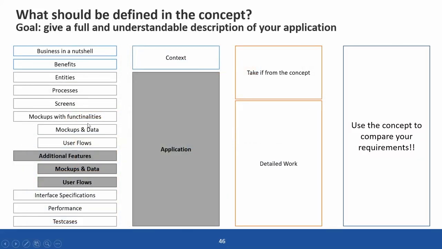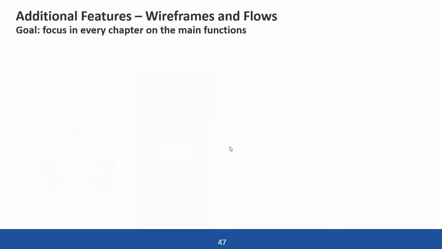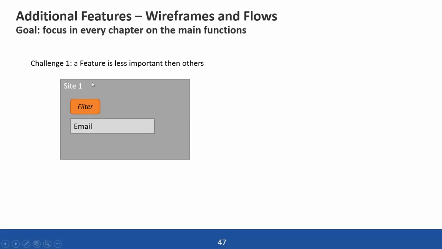So now after we've done this, I only want to come to the additional features. For additional features, the process of drawing and describing them is the same, but what's the difference? I only have to say, think of one challenge. You have, like in a site, two functionalities, and this email functionality is much more important than this filter functionality.